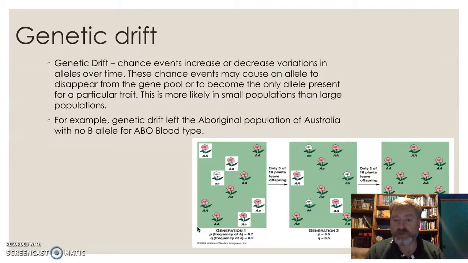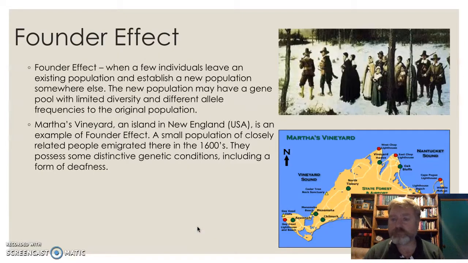Sometimes the environment causes that. Favouring blue eyes and blonde hair would cause that to occur over time. We also have a thing called the founder effect. So that founder effect for Australian Aborigines was quite strong in not bringing the B allele.